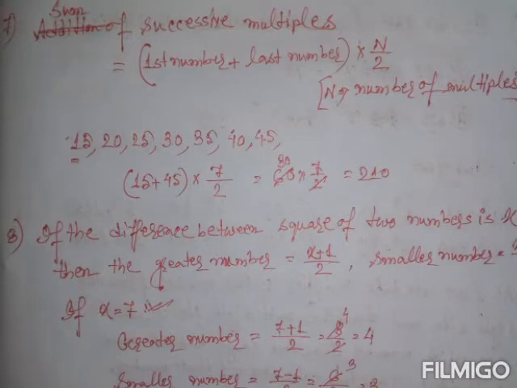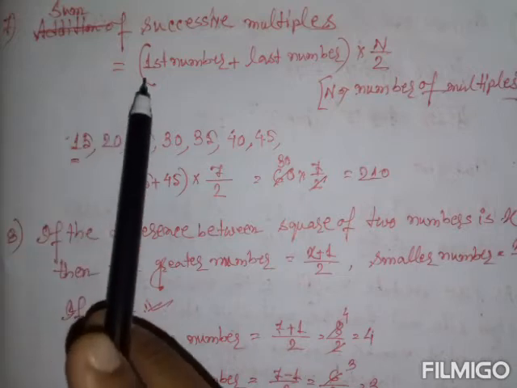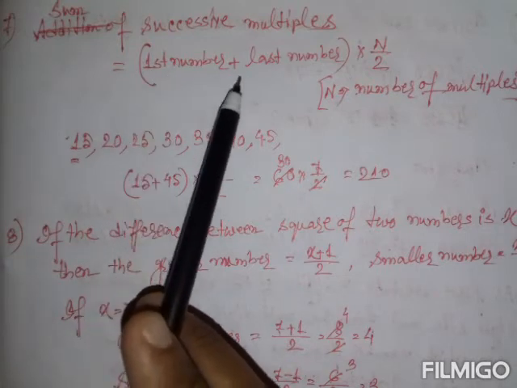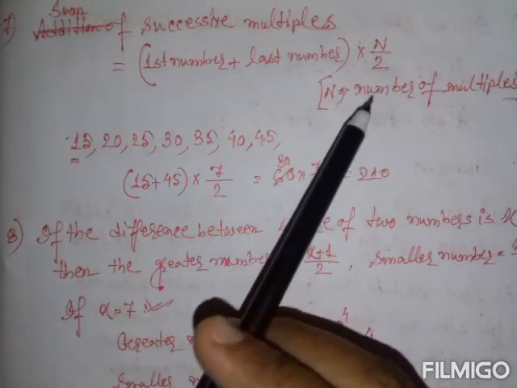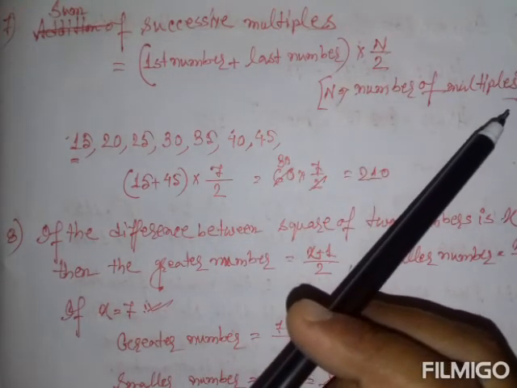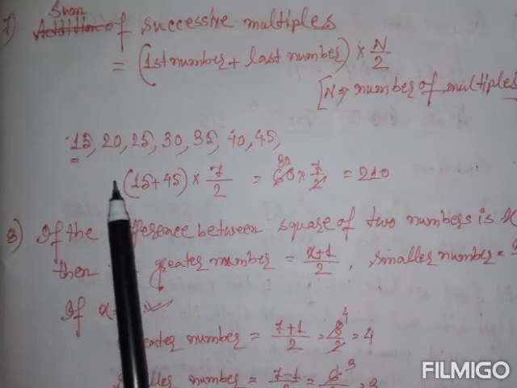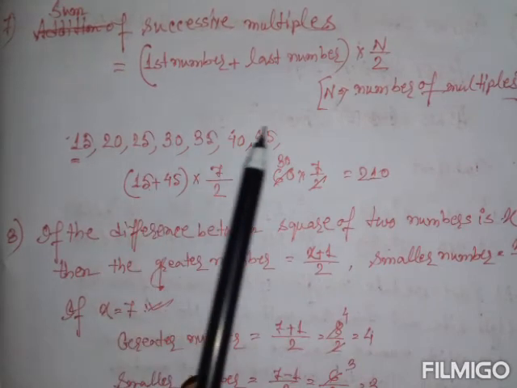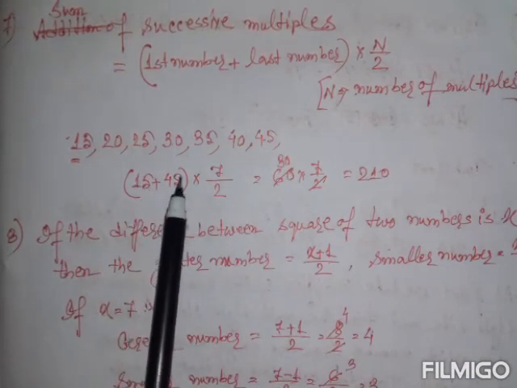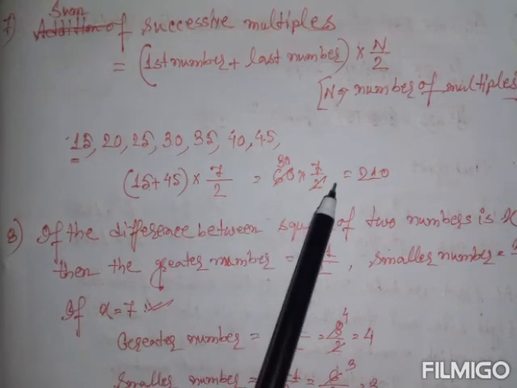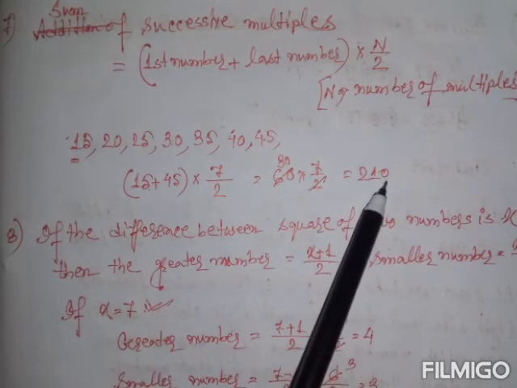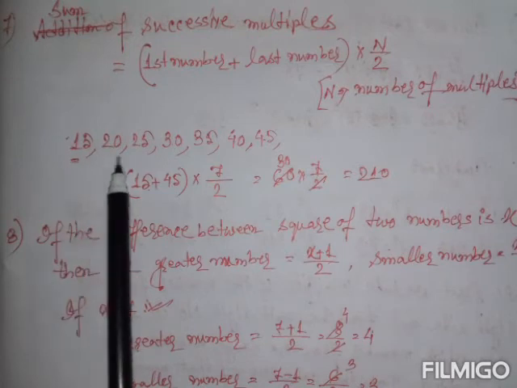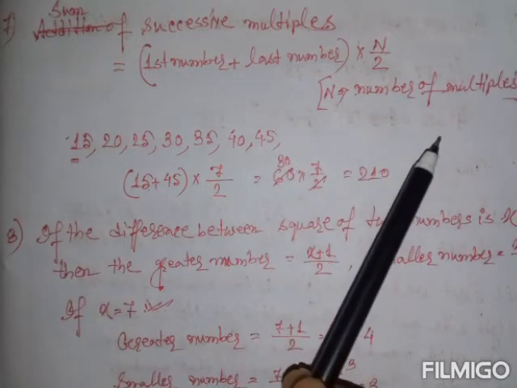in this way, as you add all these things, but this is a formula to solve this problem. Okay. Now this is the formula: (first number plus last number) into n by 2. n is equal to the number of multiples. The first number is 15 and the last number is 45. So (15 plus 45) into 7 by 2. Here it is 210. You can add all those numbers and you will get 210.